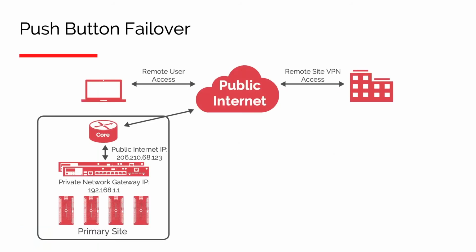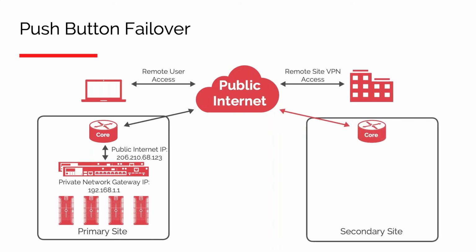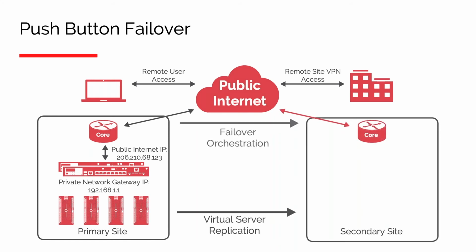So this is what it looks like in slideware, and then I'll show what it looks like in the actual interface. So we start our day, we have a public IP, we have private network gateway IPs, and we have our primary site. We bring in our secondary site, and we actually turn up that virtual server replication and the orchestration. So this is where we build our VPGs, and we actually start moving the data back and forth. Our public internet IP is being broadcasted out by BGP. So we have an actual announcement going out.